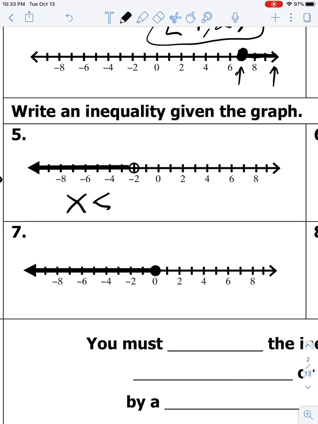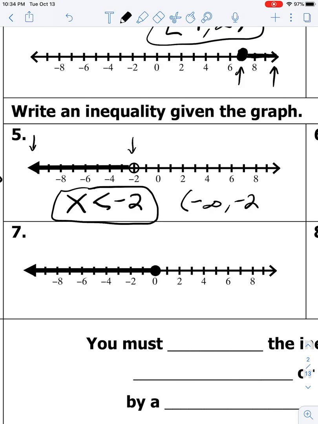Now, for the number, where is your open circle at? It's at -2. We just wrote the inequality. Now we're going to do the interval notation. So where does our graph start on the far left? It starts at -infinity, which is always a parenthesis. Where does it end on the right? Well, it ends at -2. And an open circle means a parenthesis. And there's our notation.